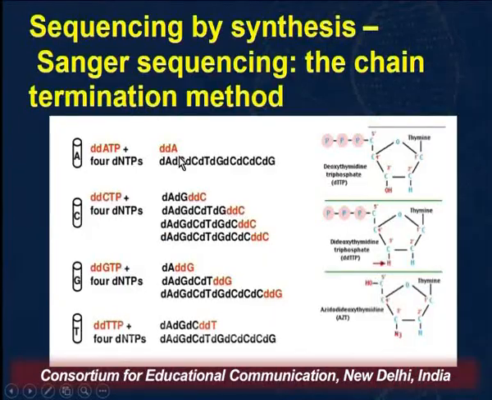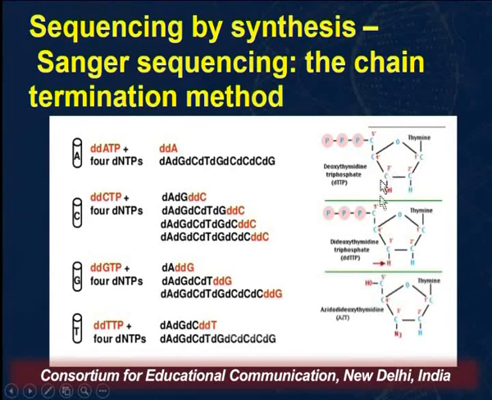So we have a single-stranded DNA, and we want to synthesize its complementary DNA. So what do we add? We add dNTPs, and the polymerase is going to synthesize the complementary DNA. What we do in the chain termination method is that we add the dNTPs, but one of the dNTPs we add as a ddNTP, a dideoxynucleotide triphosphate. Deoxynucleotide triphosphates are the normal ones.